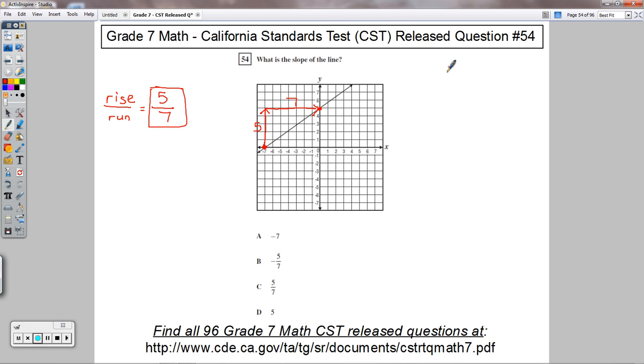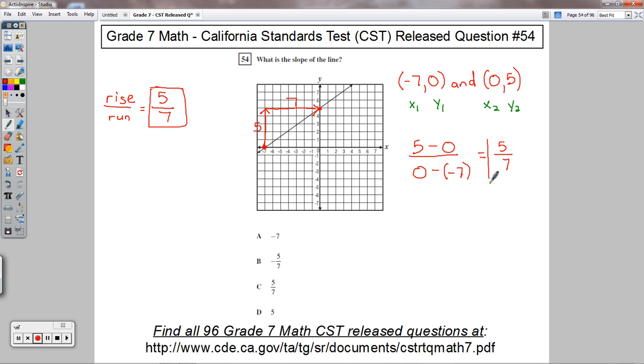If I wanted to use the other method, where you pick 2 points and do y2 minus y1 over x2 minus x1, I could do that. I could call this x1, y1. I could call this x2, y2, and calculate it from there. So I would have 5 minus 0, y2 minus y1, over 0 minus -7, x2 minus x1. Minus a negative would become positive. You'd have 5 on the top over 7 on the bottom. So either way you do it, choice C is your final answer.